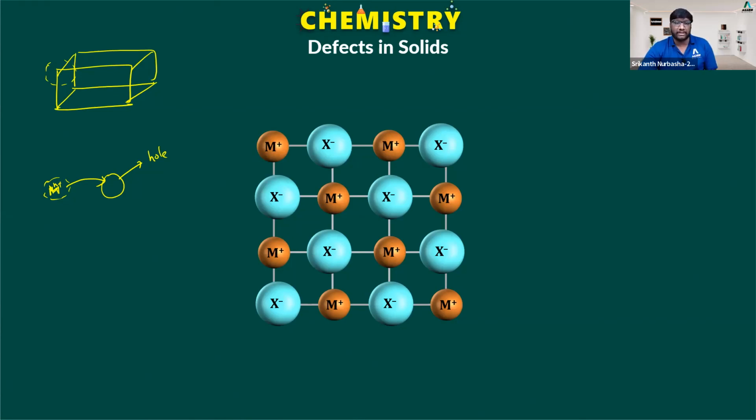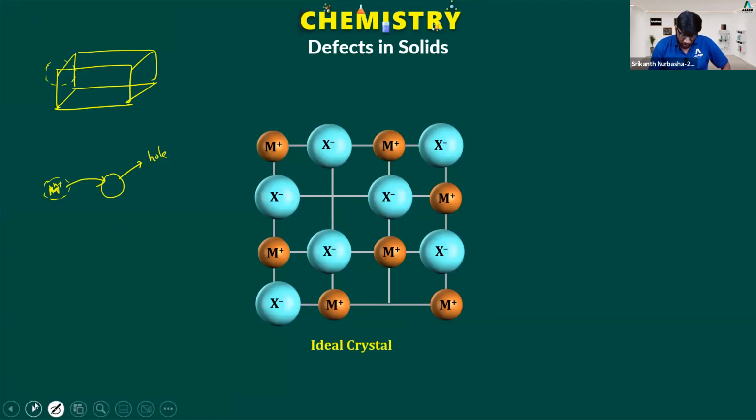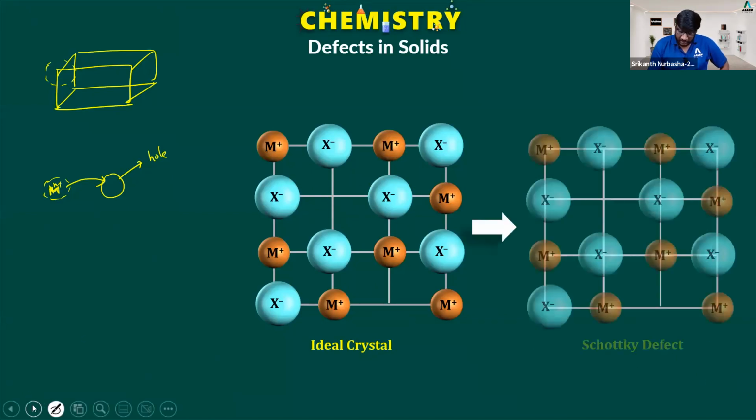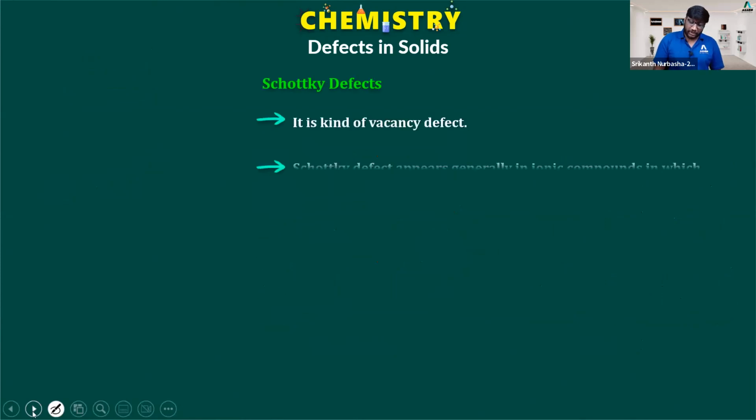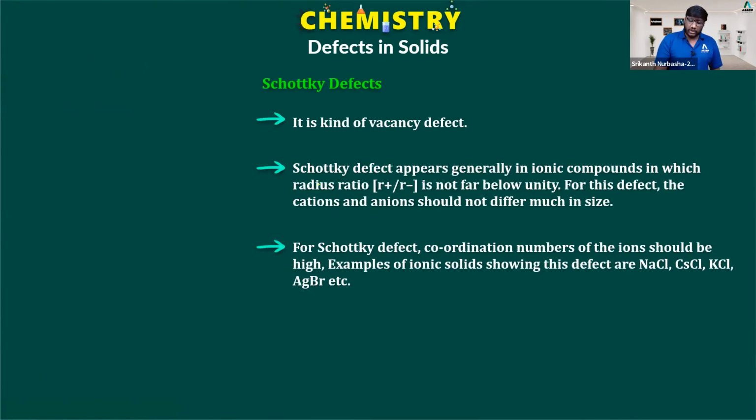What about the Frenkel defect? We'll discuss Schottky first, then we'll go to the Frenkel. From the ideal crystal, if some of the ions have been removed, respective void spaces are formed, which is nothing but a Schottky defect. It is a kind of vacancy defect. A Schottky defect appears generally in compounds in which the radius ratio is not far below unity. That means the radius of the cation should be close to the radius of the anion.